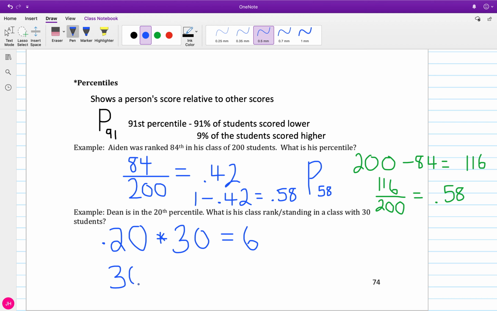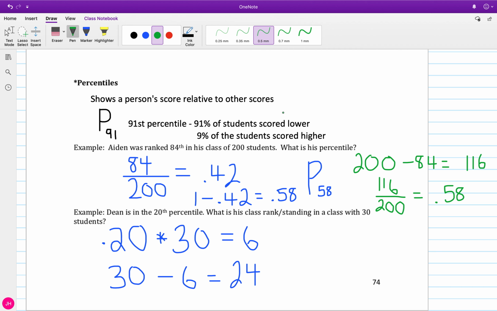I have to do that subtraction again. The whole, last time I used 1 because I was dealing with percents. Now I'm using students. So there are 30 students minus 6. So that's going to tell me that Dean was in the 24th ranking. He was ranked 24th.